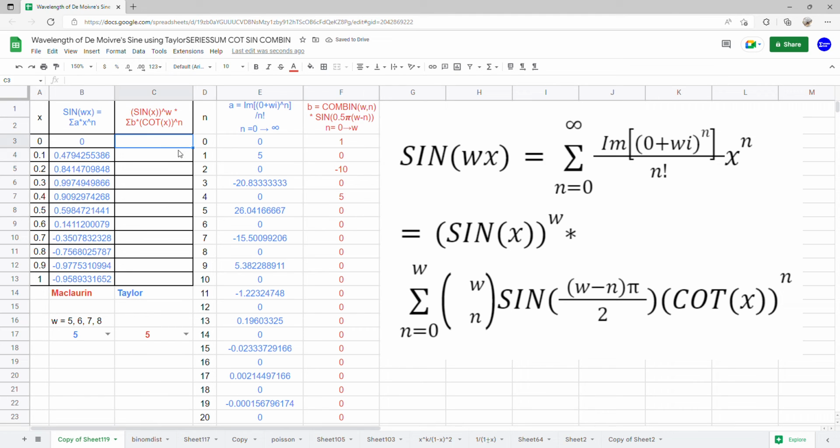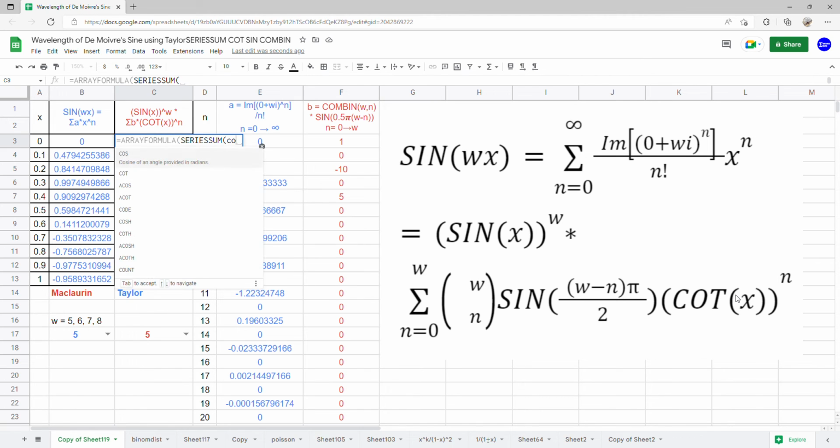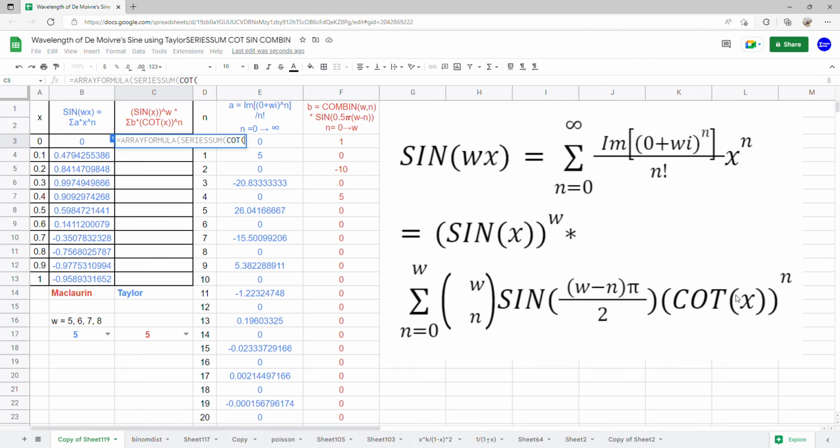We continue with the expansion, which is array formula SERIESSUM of the x. This is cotangent x, so cotangent x raised to the power n, where n starts from 0 incremented by 1, and the coefficient will be this range. And we continue. This will be multiplied by sine x raised to the power w. But there is an error, so we have to correct that error.